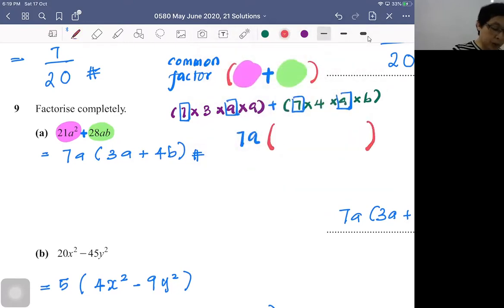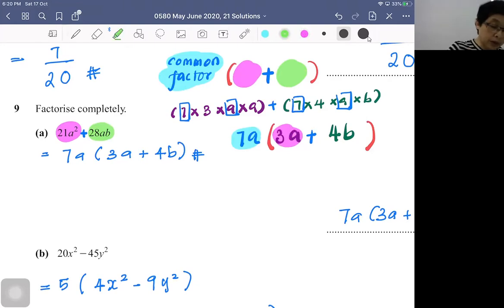Now you open up the bracket. This is where you put in the remaining factors. What is the remaining term for the purple? It is a 3 and an a, so you put in 3a there. And what about the green term? You have 4 and b here. If you look carefully, there is a 4 and a b that is still left behind, so we put 4b. Notice you have the common factor in front, then the purple term now 3a, and the green term now 4b. That explains how we get this answer.